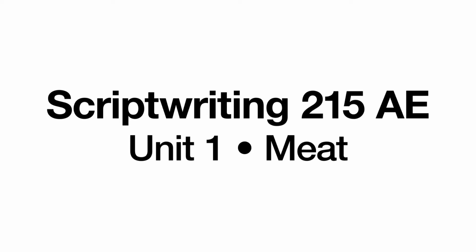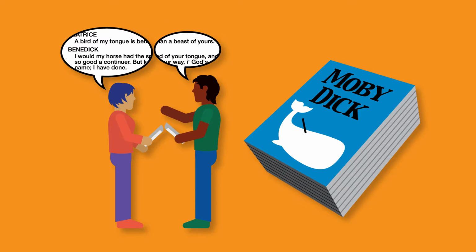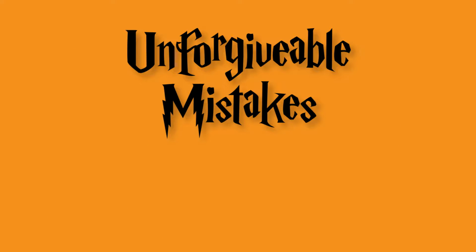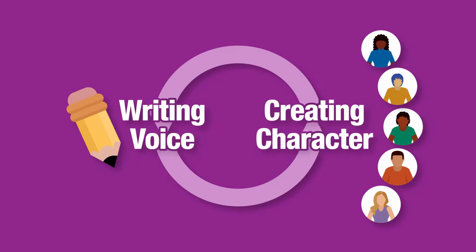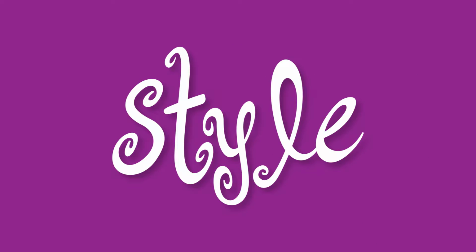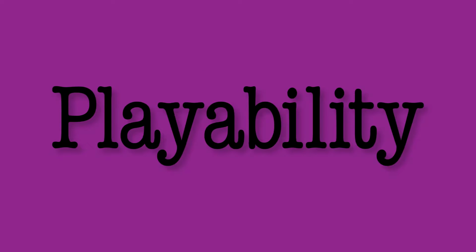In this unit, we're going to talk about the model of playwriting that I use, the difference between writing spoken word and prose, some of the unforgivable mistakes of writing for voice, and the forms of writing for voice. We'll look at the relationship between writing voice and creating character, what effect style in writing has on how we write voices, and the concept of playability.